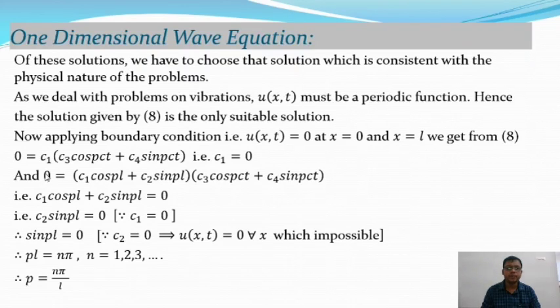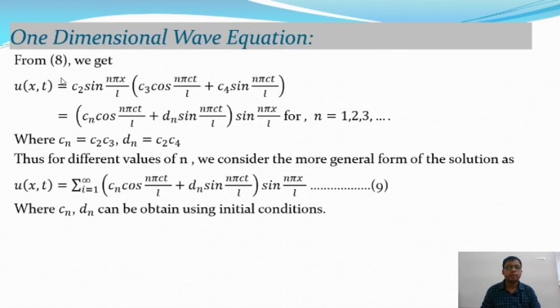And if we put x equal to L, then from this equation we will get 0 is equal to (c1 cos pL plus c2 sin pL) into (c3 cos pct plus c4 sin pct). So from this we will get c1 cos pL plus c2 sin pL is equal to 0. Since c1 is 0, c2 sin pL is equal to 0. That means pL is equal to n pi, where n is equal to 1, 2, 3 up to infinity. So from this we will get p is equal to n pi by L.